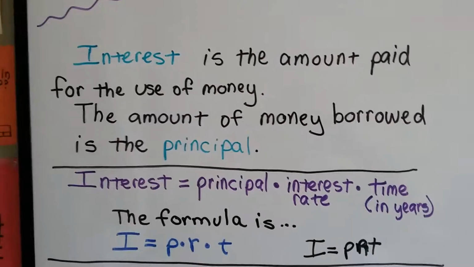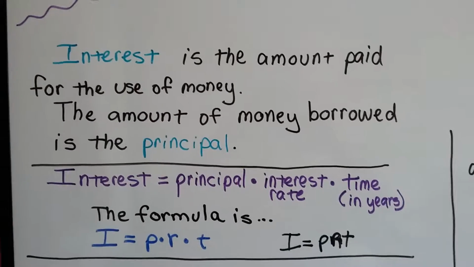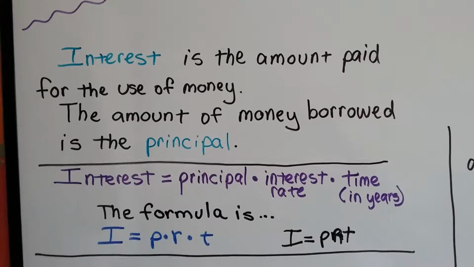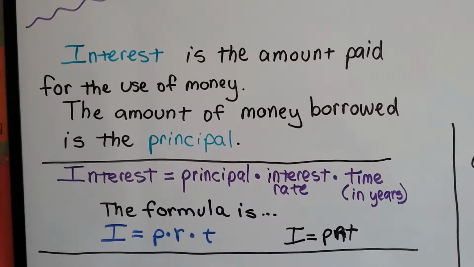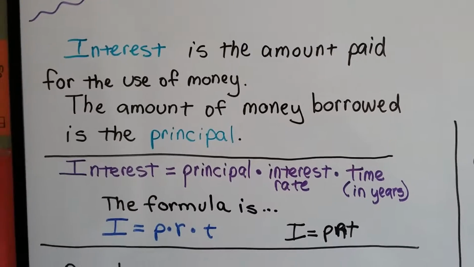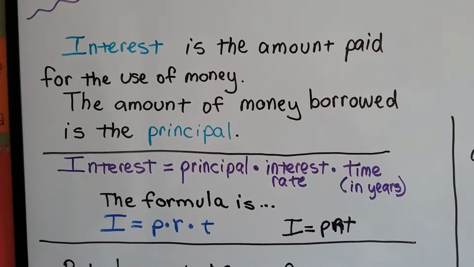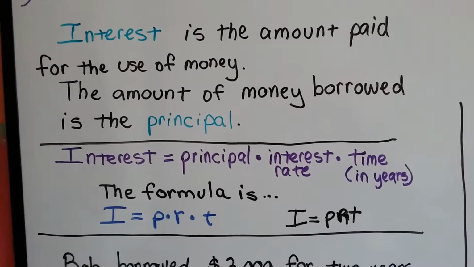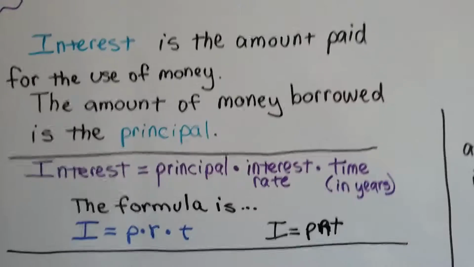Interest is the amount paid for the use of money. The amount of money borrowed is the principal. You know, when you borrow money from a bank, they're not doing it for free. They're charging you interest, and that's how they become rich. So interest is equal to principal times the interest rate times the time in years. And the formula is I equals PRT.